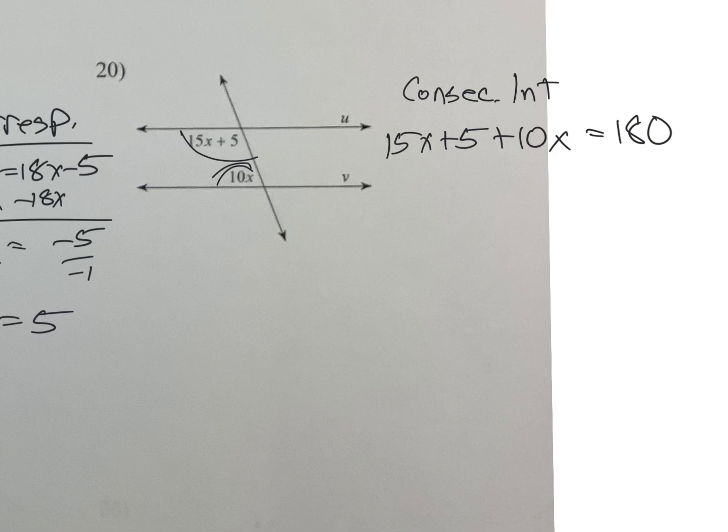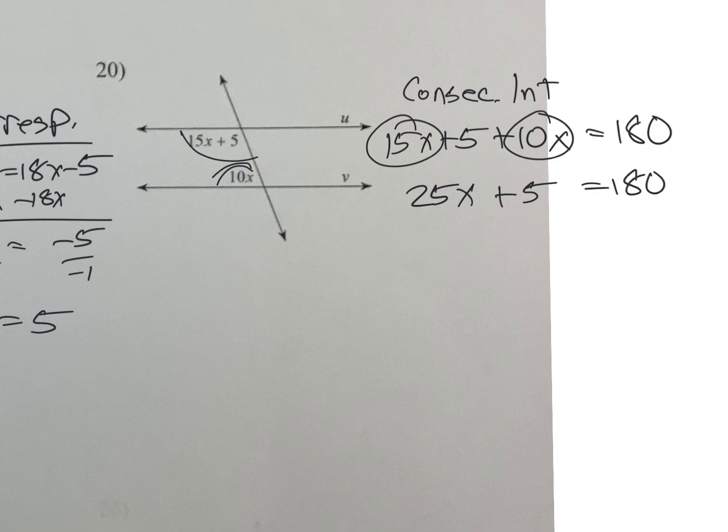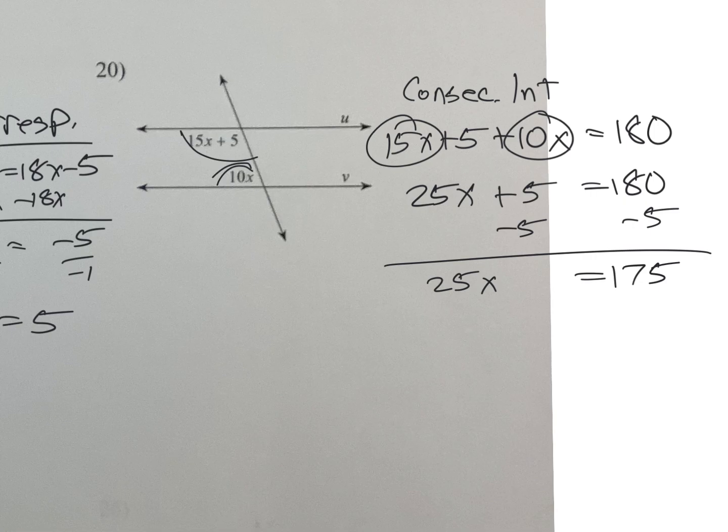Okay? They're on the same side of the equal sign, so put like terms together. So 15x and 10x is a 25x. 5 doesn't disappear. So now that we have our x's together, let's move the numbers to the right. 25x equals 175. So divide off the 25. X is 7. 7 quarters, $1.75.